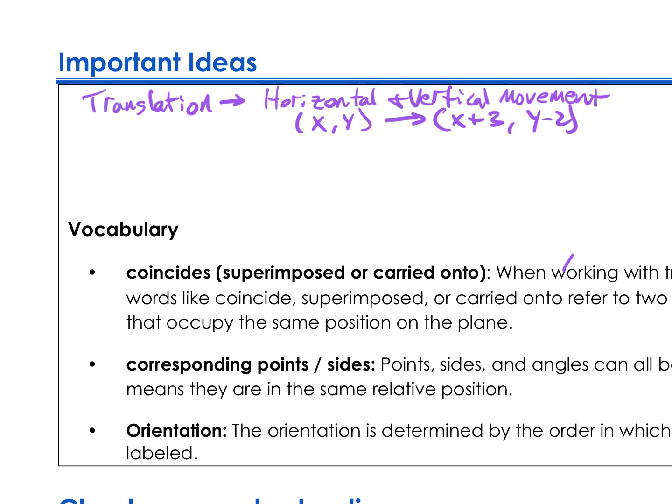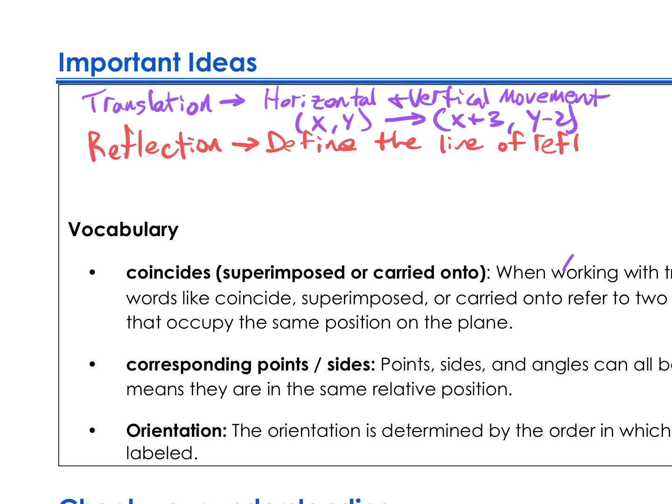When we have a reflection, we need to define the line of reflection, and that's usually going to be with an equation. All right, so we want to define the line of reflection. And once we define the line of reflection, everything else falls into place. You just need to tell what the equation is.